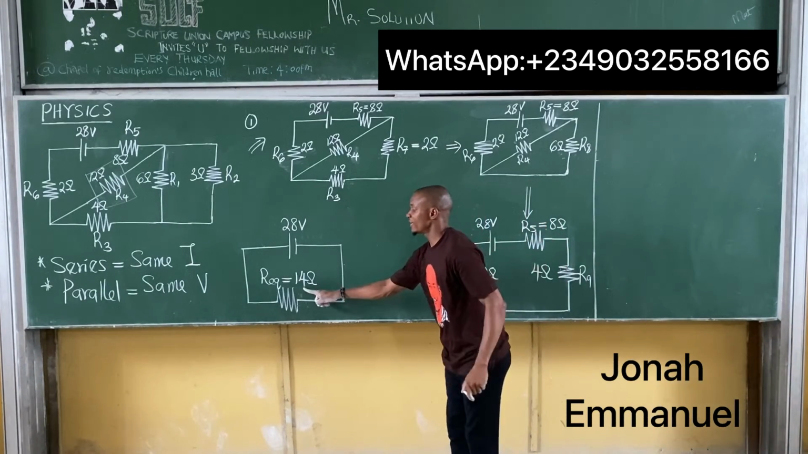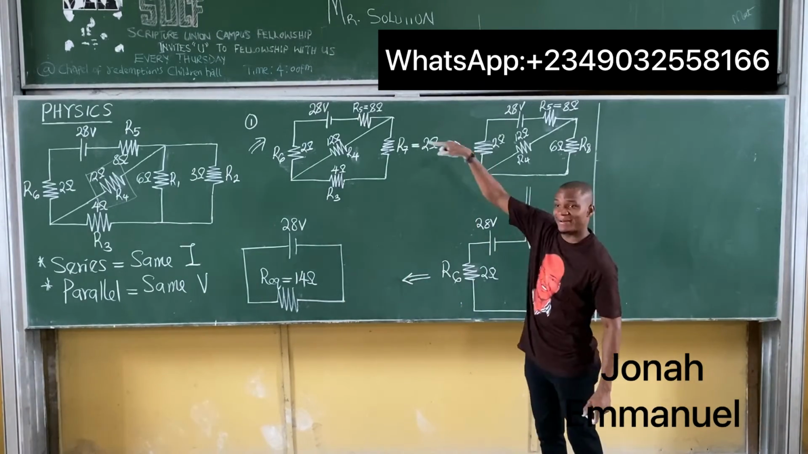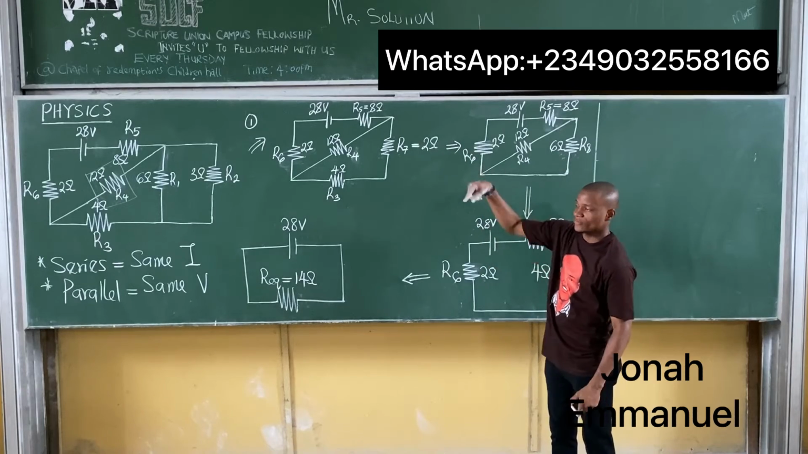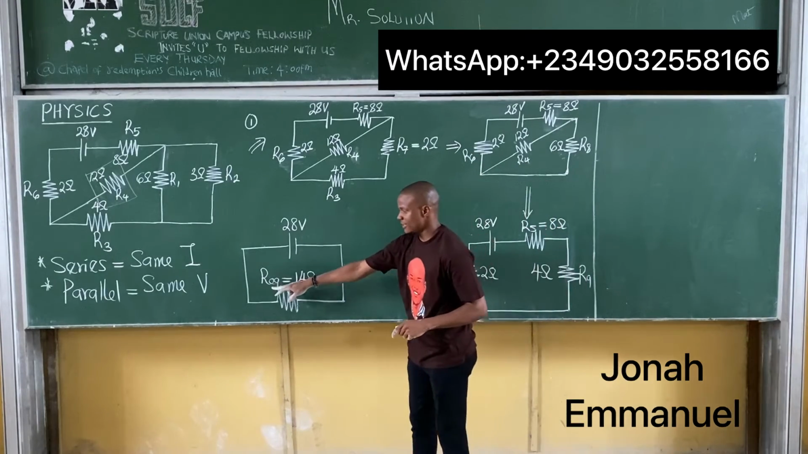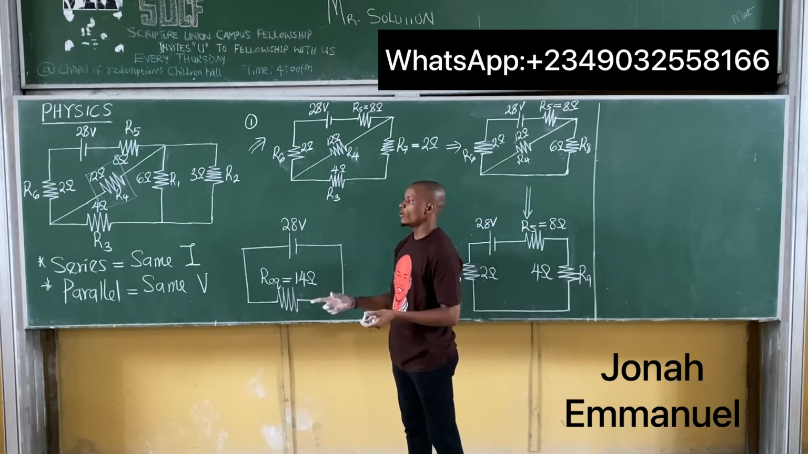So of course, I'll start from here. I'll move backward until I get back to this. This is the backward process. Now, how do you start? Start with this one first. For this one, let's get our current here.